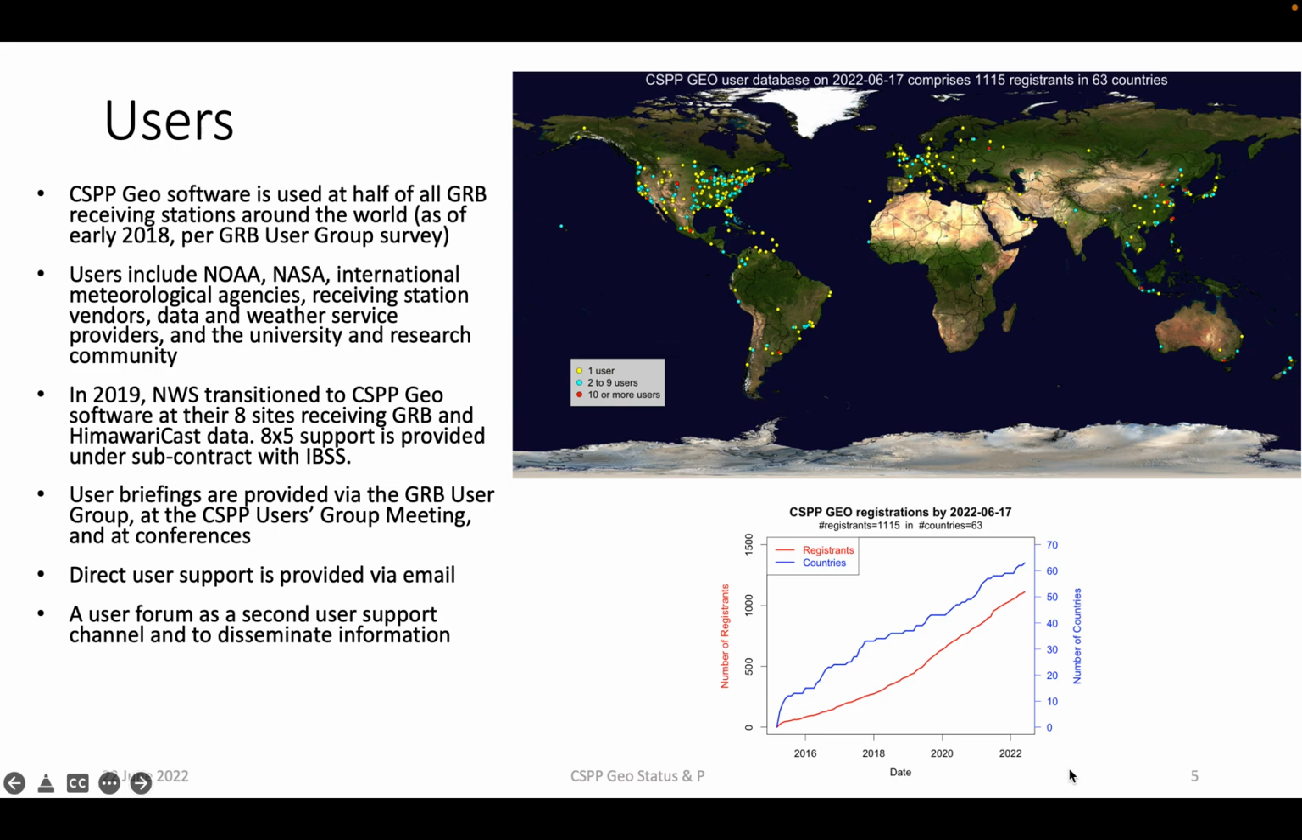We provide user briefings at the GRB user group, which Seth Klevenstein talked about earlier today. I highly recommend anyone who operates a GRB antenna or uses GRB data to become a member of that group. That's how you find out about news affecting GRB, and at various meetings and conferences. We provide direct user support by email. We also operate a user forum, so people can ask questions there. We find generally users prefer to email us directly, but that forum is there as a resource, and we also use it to disseminate news and information to users.